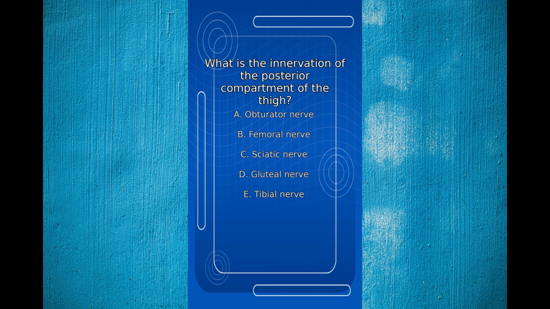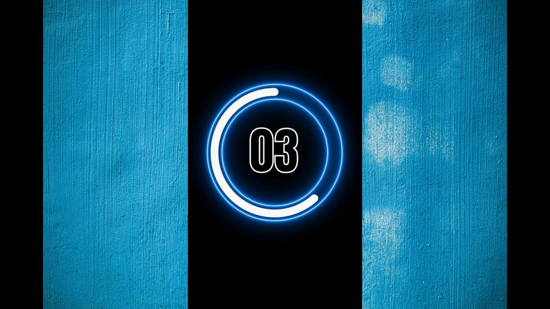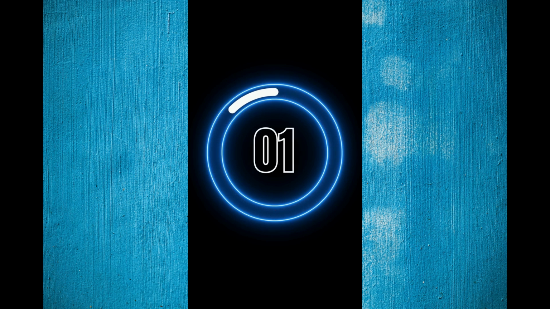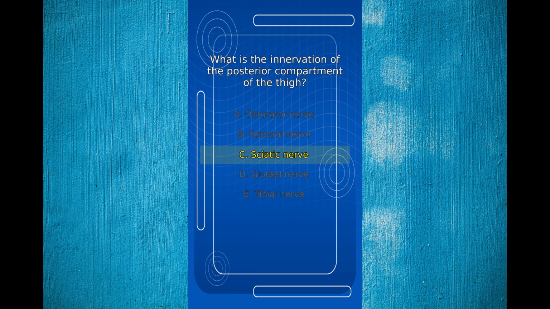What is the innervation of the posterior compartment of the thigh? The correct answer is C. Sciatic nerve. The sciatic nerve innervates the posterior compartment of the thigh.